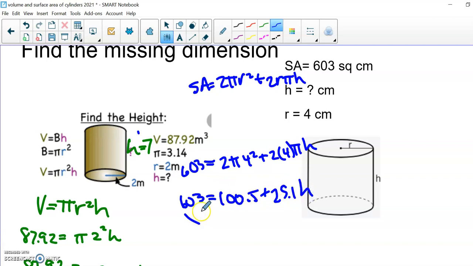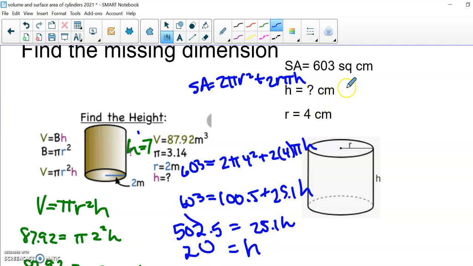times h. Let's subtract that 100.5 from each side. So I'm going to take 603 minus 100.5. Gives me 502.5. It's a little messy, sorry about that. So 502.5 equals 25.1 times the height. Now we're going to divide each side by 25.1. And there it is. Our height of our cylinder turns out to be 20 units, and in this case that'd be centimeters. Okay. We get 20 centimeters as our height.